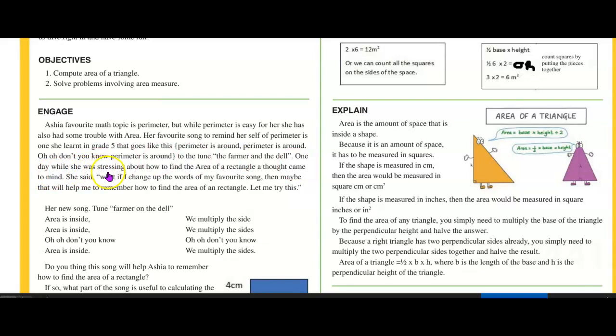One day, while she was stressing about how to find the area of a rectangle, a thought came to her mind. What if I could change up the words of my favorite song? Then maybe that will help me to remember how to find the area of a triangle.